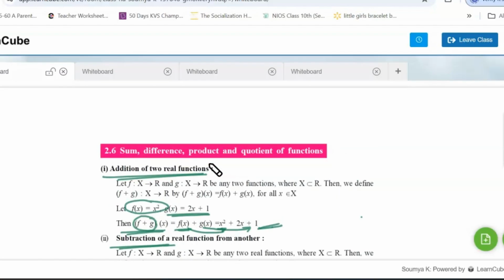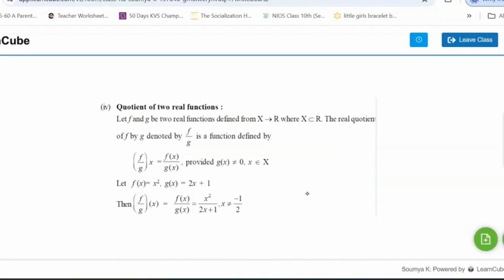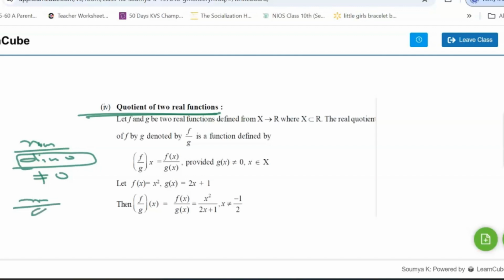Let's see how to do the quotient, or how to divide two functions. To find the quotient of two real functions, the only thing you have to keep in mind is the denominator. You have a numerator and a denominator. The denominator should not be equal to 0. If it becomes 0, the numerator divided by the denominator will not be a defined number, or you can say infinity will be the solution. That has to be avoided. That is the only thing you have to take care of.